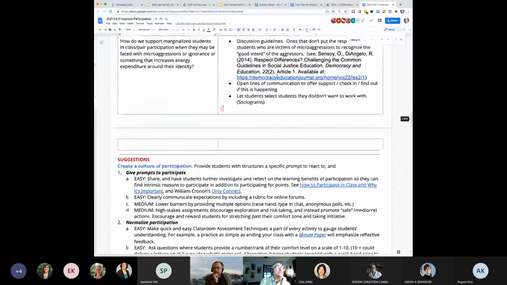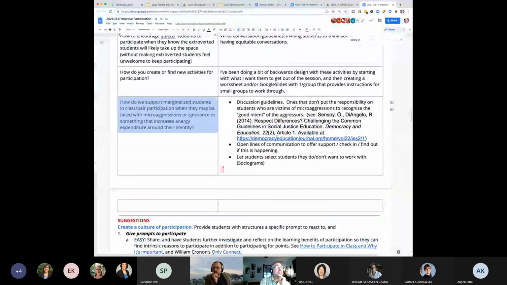It's how do we support marginalized students in class participation when they may be faced with microaggressions or ignorance or something that increases energy expenditure around their identity? Thank you for pointing that out. And Marika, yes, it will be.